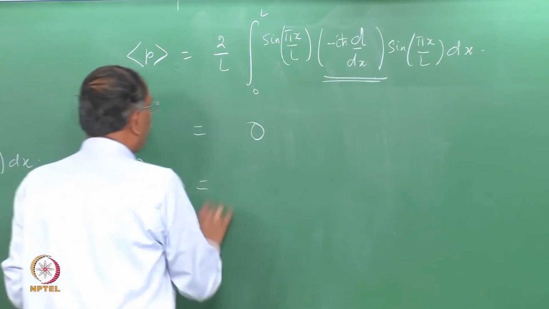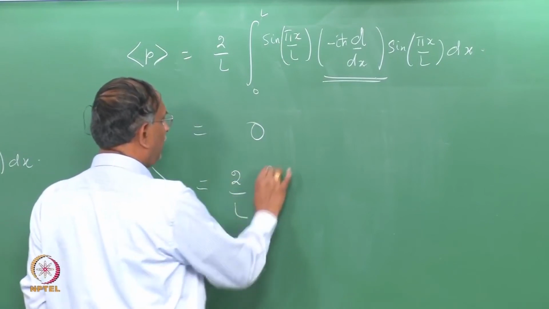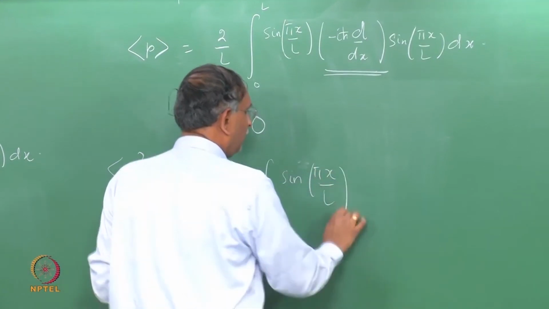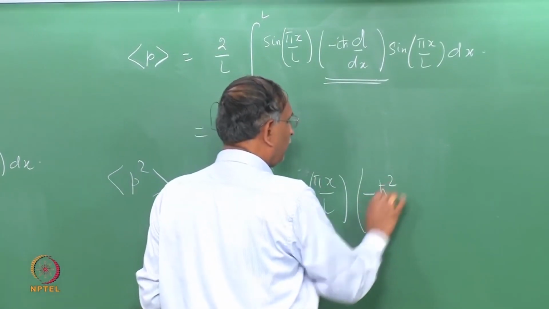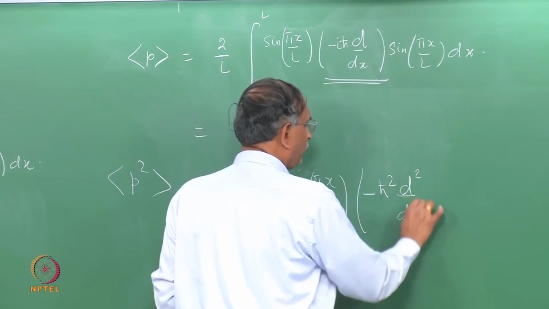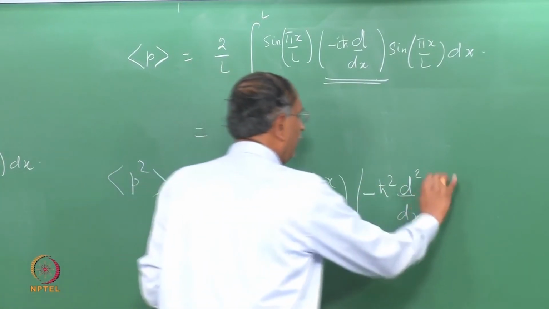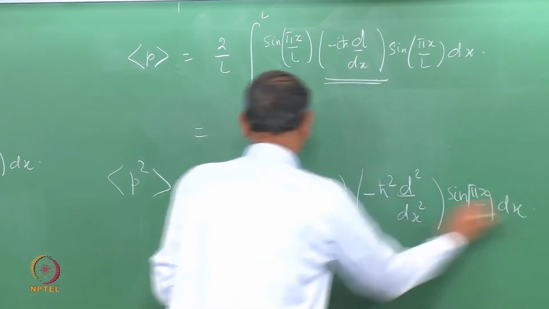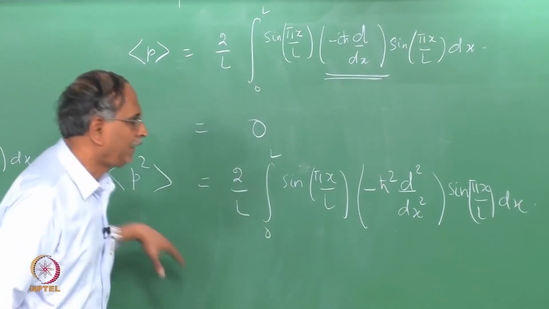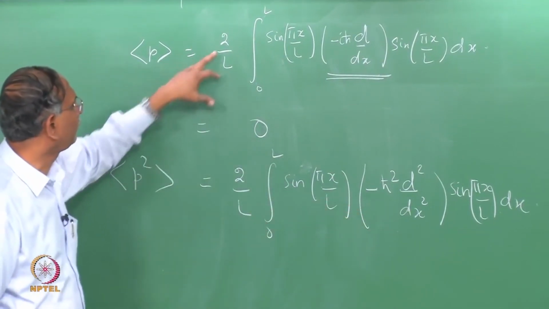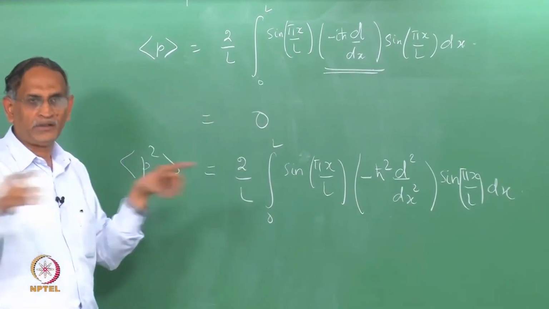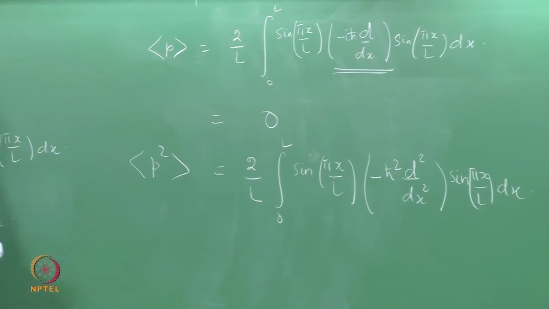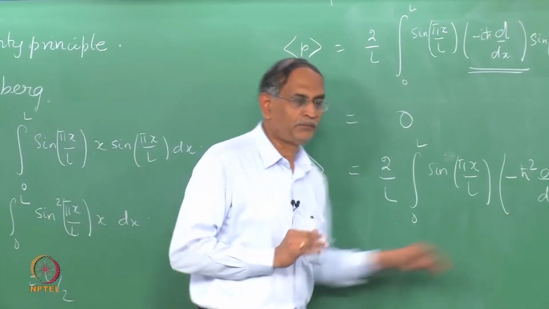The average value of p squared is given by the integral of 2 by L, sine pi x by L, times minus h bar squared d squared by dx squared, the operator p squared, acting on sine pi x by L, dx, between 0 and L. I did not write the denominator because we have chosen the wave function such that the integral of the square of the wave function is 1 in the entire region. Therefore, I did not write the denominator.